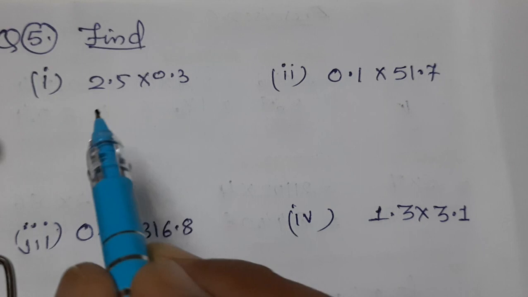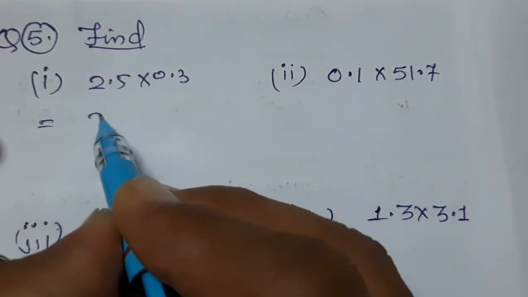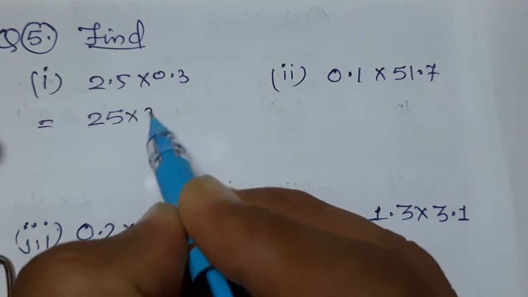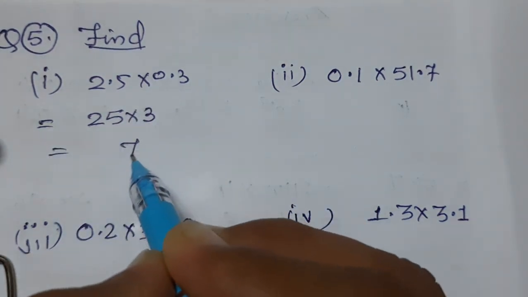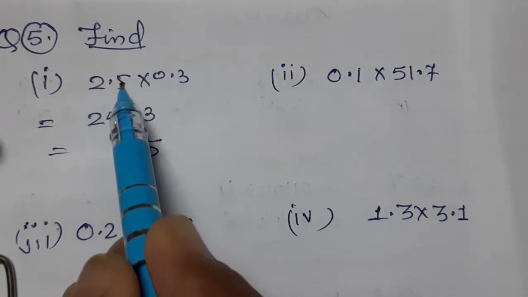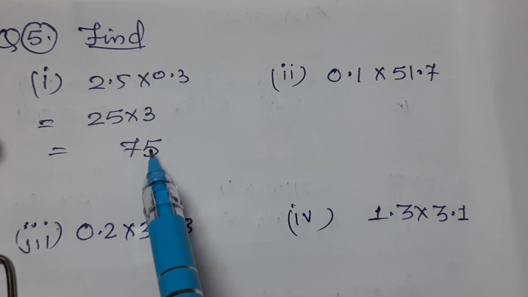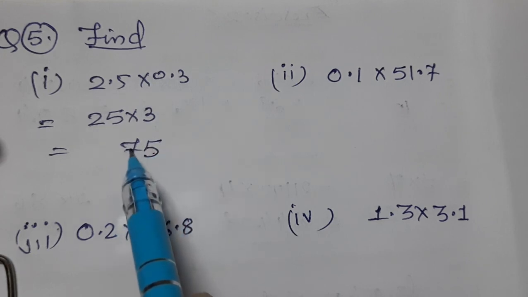First one, see 2.5 into 0.3. So what you have to do? Ignore the decimal. 25 into 3, 25 threes are 75. Now count. After the decimal 1, after the decimal 1. 1 plus 1, 2. So start from the right towards the left. 1, 2.